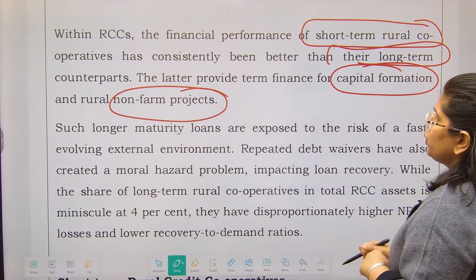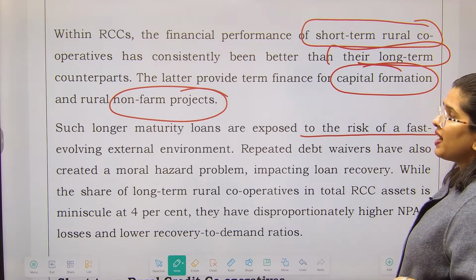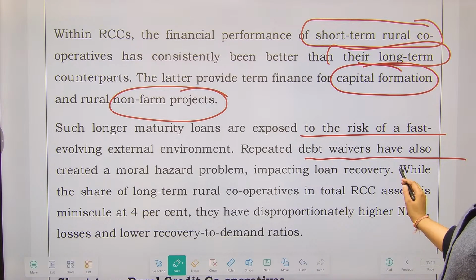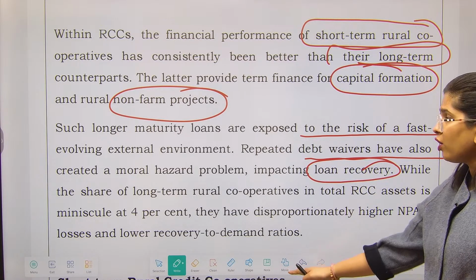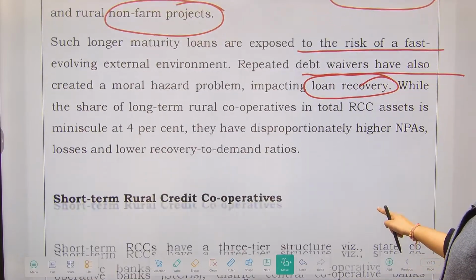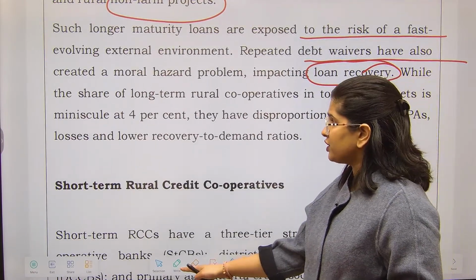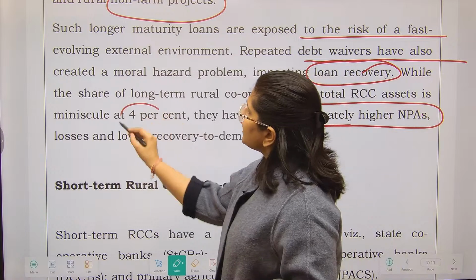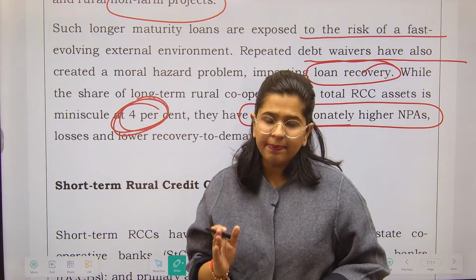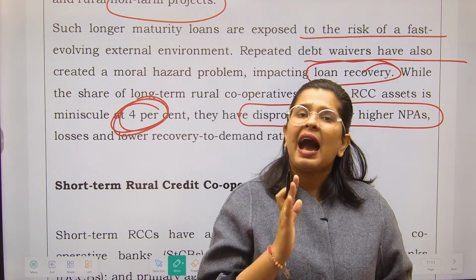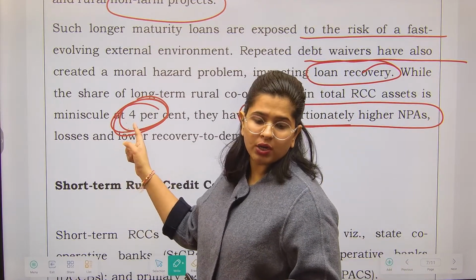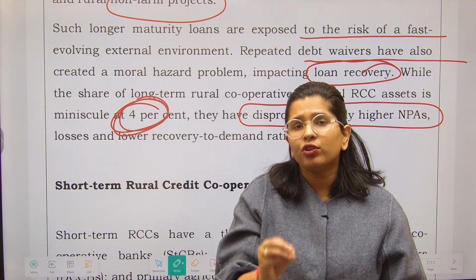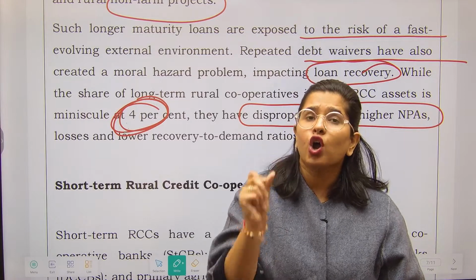Such longer maturity loans, they are exposed to the risk of fast evolving external environment. Repeated debt waivers, they have also created a moral hazard problem because that impacts the loan recovery. While the share of long-term rural cooperatives in the rural cooperative asset is minuscule, just at 4%, they have disproportionately higher NPAs. You see, asset तो बहुत ही कम है. If there are 69% of rural cooperative assets, out of that just 4% belongs to long-term cooperatives.